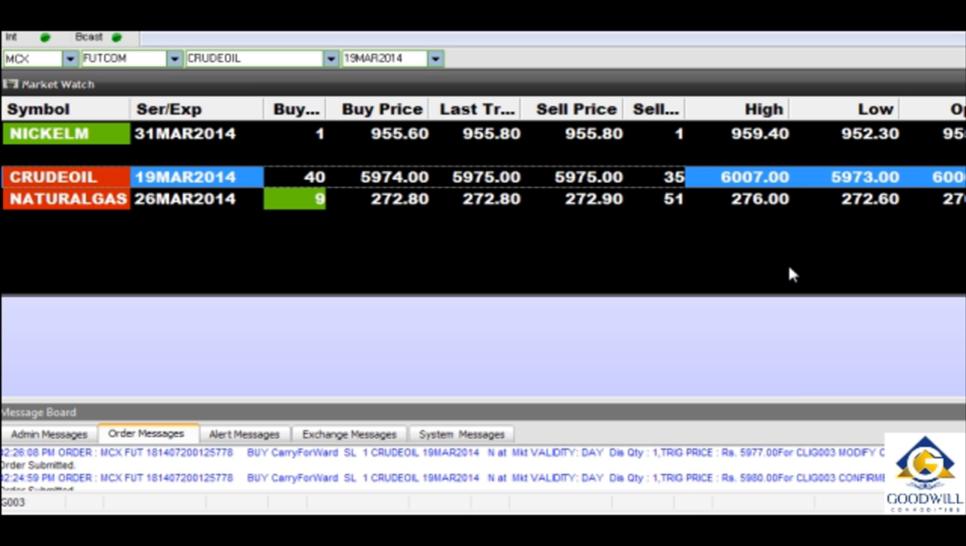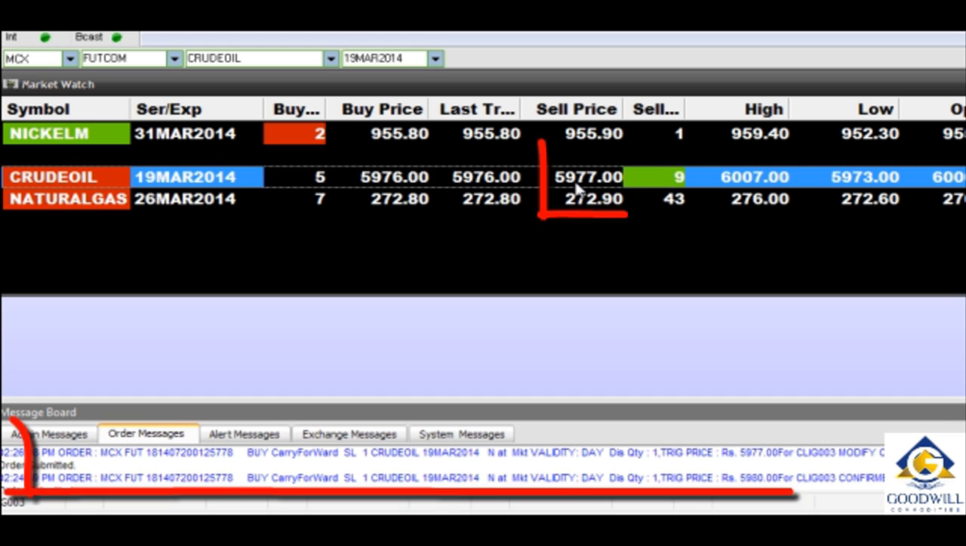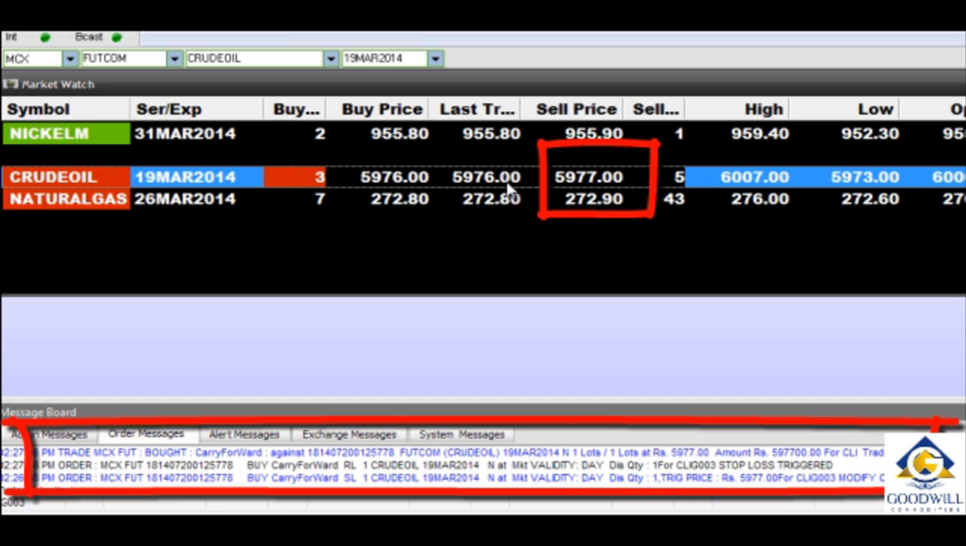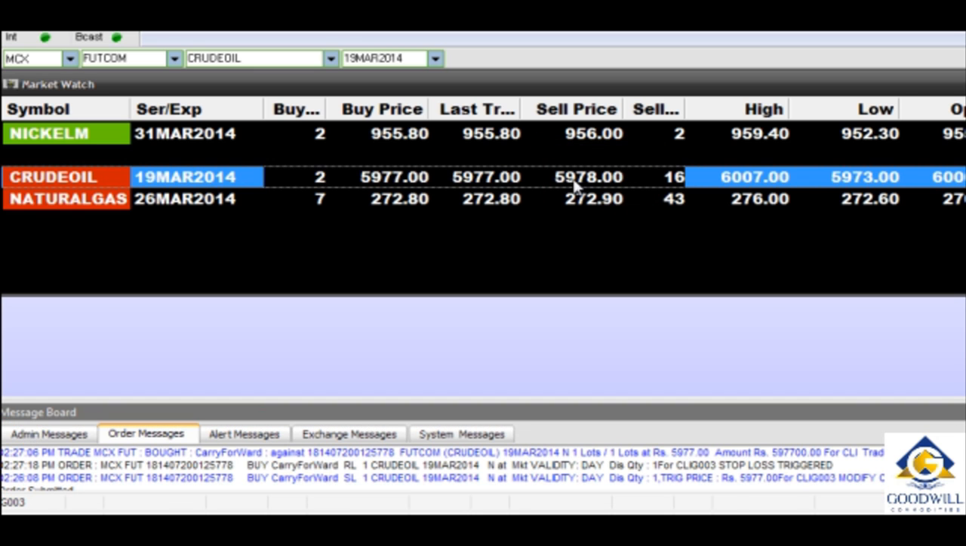Now the price is at 5,975. Just 2 points. Yes, now I'm into it. 5,976. You can see the sell price is 5,976 here. Now the order, now I got it 5,977. So you can see once the price was triggered 5,977, at the bottom you can see my stop loss was triggered at the market price, at the best available price.